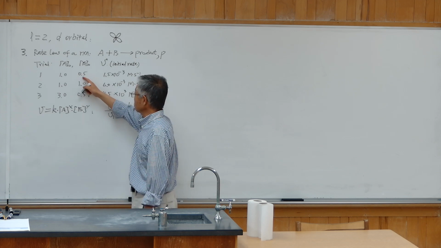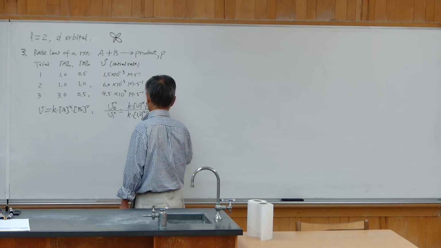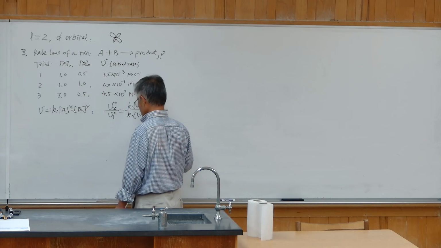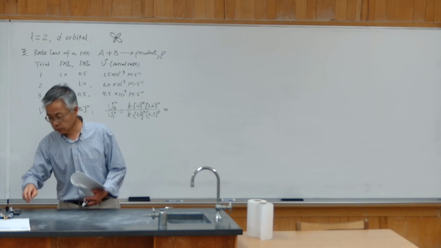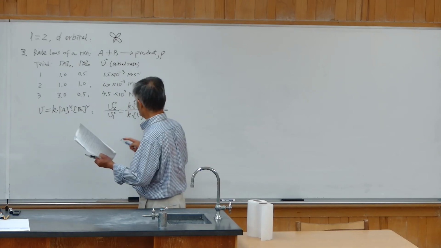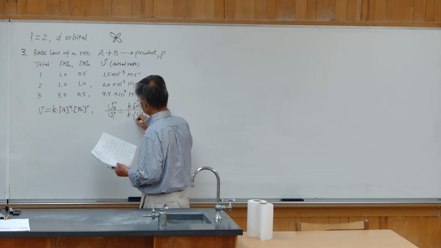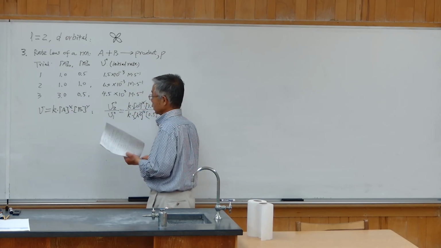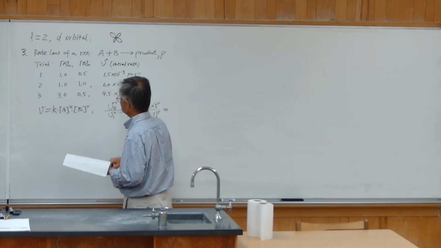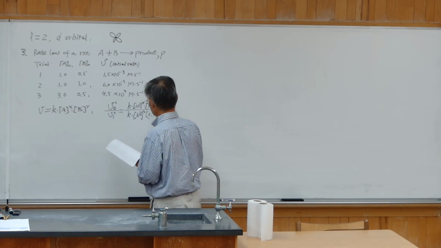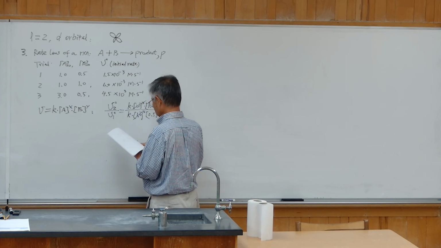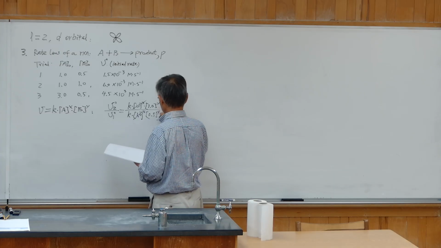Trial 1, B concentration is 0.5, and you find A concentration exactly the same. Trial 1, trial 2, right? B concentration doubled. So this 1 divided by 0.5 is 2. Both is to the Y's power.